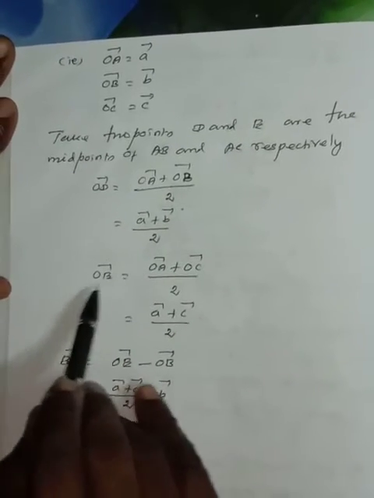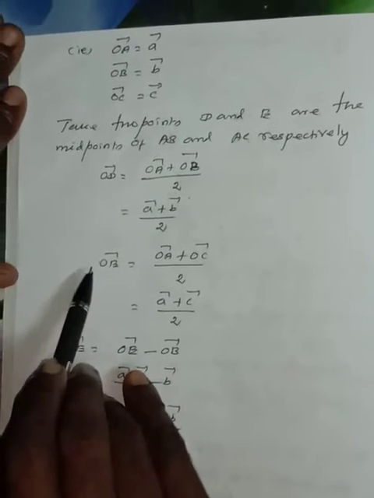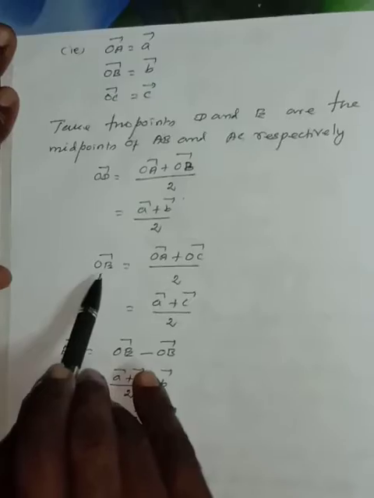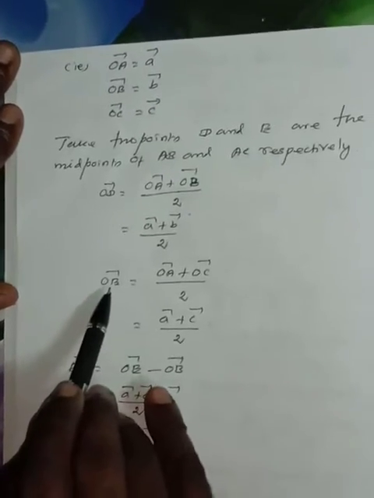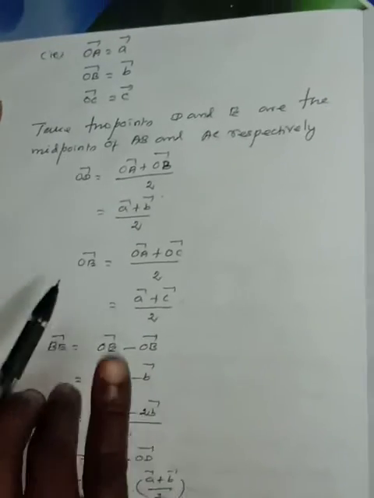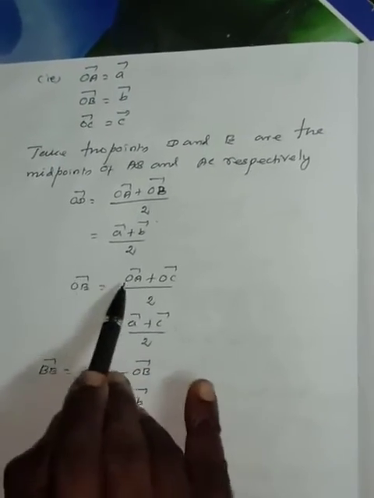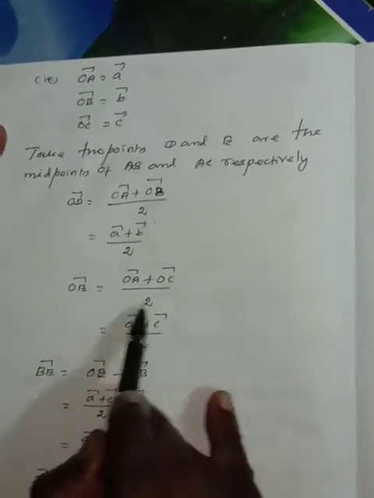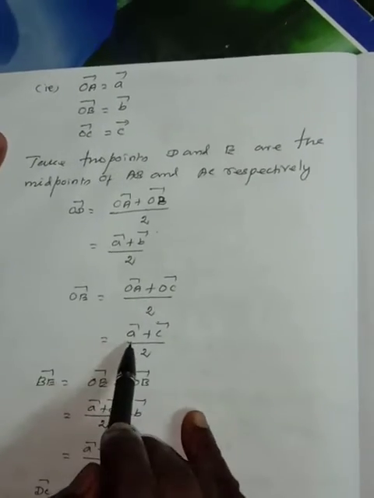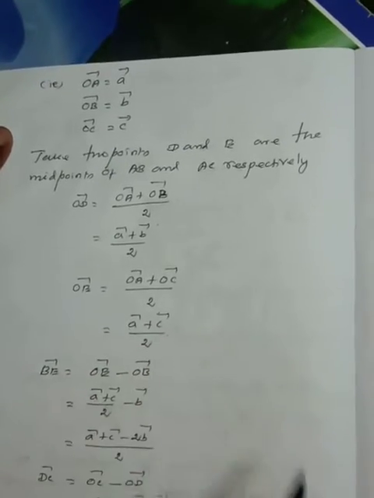Next OE vector. OE vector is the position vector from origin to E. Now E is on the side AC. E is the midpoint of side AC. Therefore, OE vector is equal to (OA vector plus OC vector) whole divided by 2. OA vector is A vector, OC vector is C vector. So (A vector plus C vector) divided by 2.